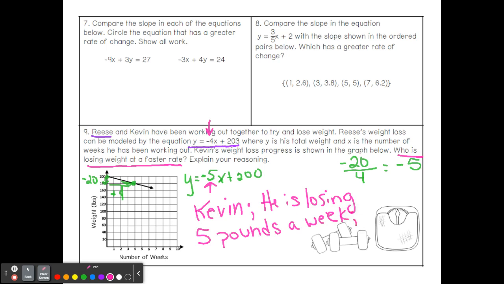And 5 is greater than 4. You can say that, but you don't have to say that. So the big thing is that Kevin is losing weight at a faster rate. So that's what we would compare and see.